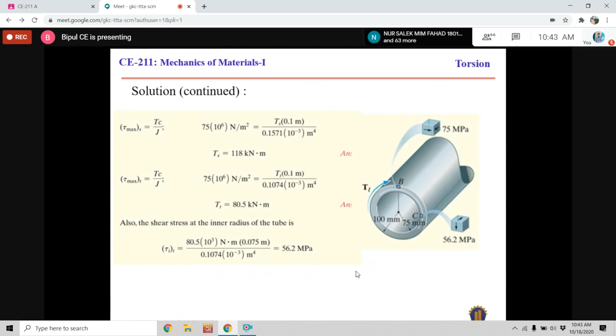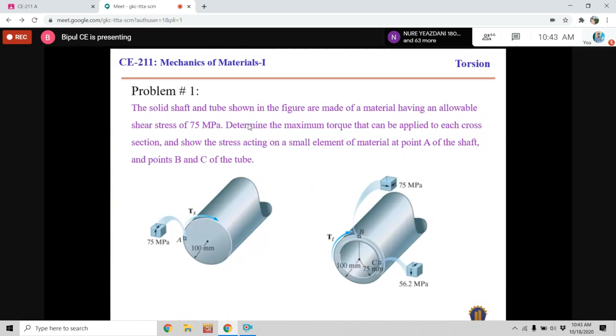Then basically we will determine the capacity of the section. Here, determine the maximum torque. Maximum torque means the capacity of the tube or the capacity of the shaft. The maximum torque means the maximum amount of torque you can apply so that the shaft or tube will not fail. That is the capacity of the tube or shaft.